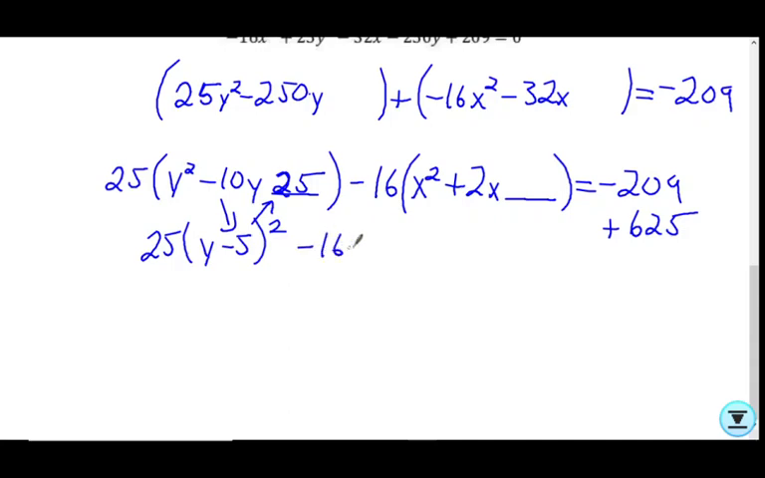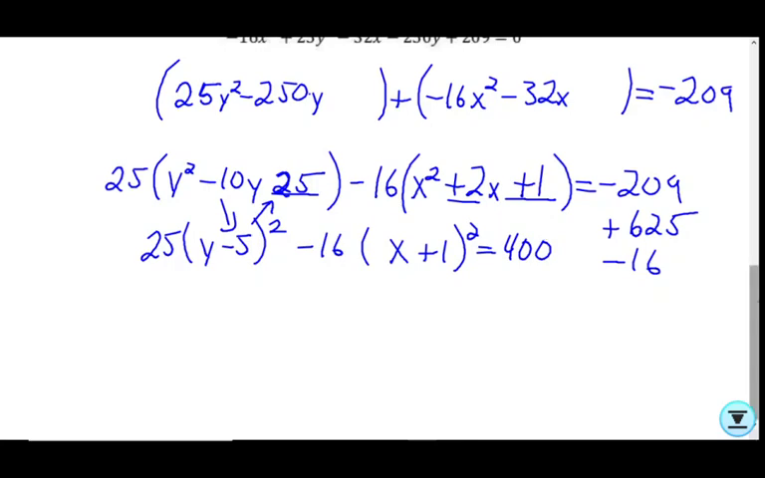Then do the same thing for my x's. Divide this by 2, I get 1. Square it, put it here. I've added 1 inside, but I've actually subtracted 16, so I've got to subtract 16 from the other side. And we take negative 209 plus 625 minus 16, you get 400.